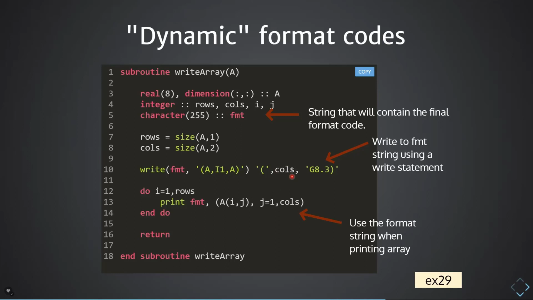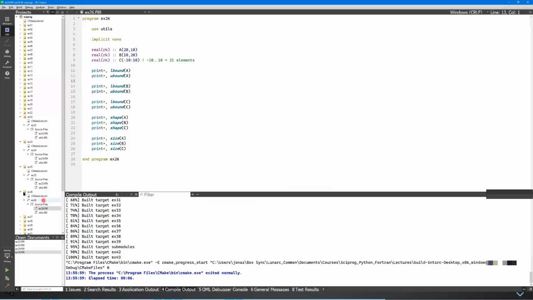So in this case, I specify columns here, and the resulting output will be: the array coming in, and you get the size, the columns here, and the formatting code will be parentheses, a string representation of columns, and G8.3. And then I can print out here, and I can change the number of columns, and the formatting code will be updated automatically. So let's see if I go into 29.